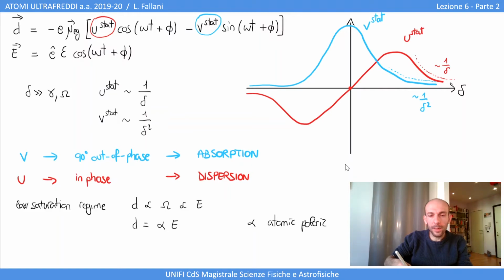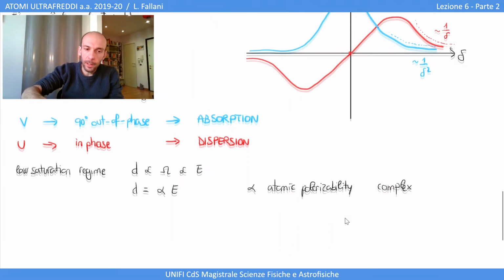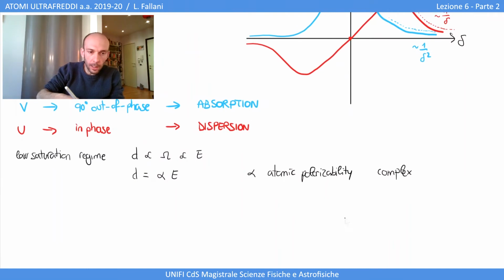And the atomic polarizability is usually expressed as a complex function with a real and imaginary part. And of course, the complex nature of the atomic polarizability emerges when one writes both the electric field and the electric dipole in an exponential form, so something like that. So E can be written as some amplitude times e to the minus i omega t.